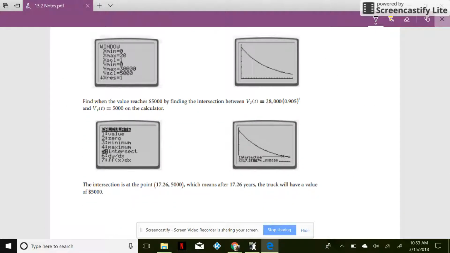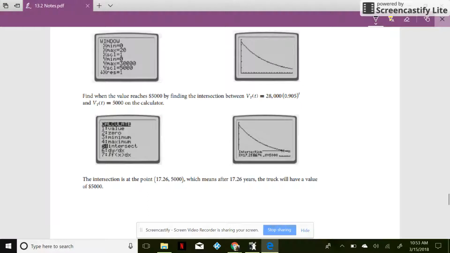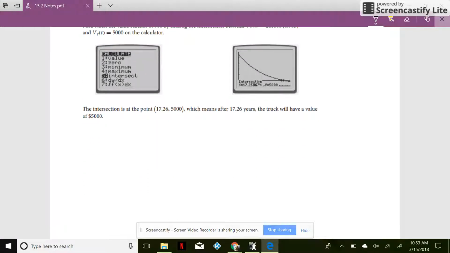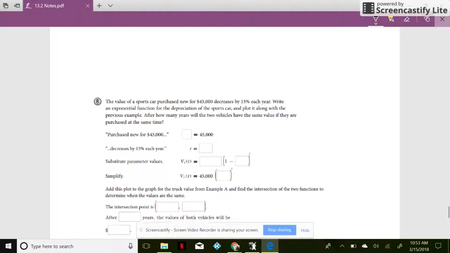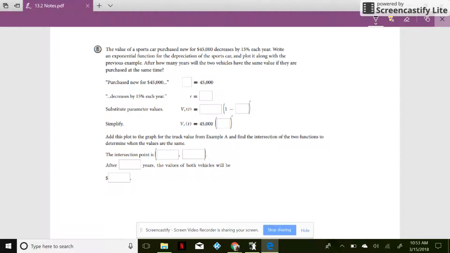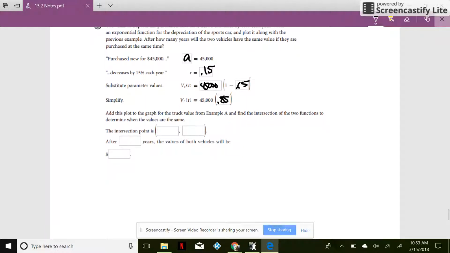So they're showing how to find these values and mess with your calculator to solve the problem that they're working on. Here we have the value of a sports car purchased new for $45,000, decreases by 15% per year. So our a value is 45,000, our rate is 0.15. So plugging those in, we started at 45,000, 1 minus 0.15, which would be 0.85. So that's our function, 45,000 times 0.85 to the t.